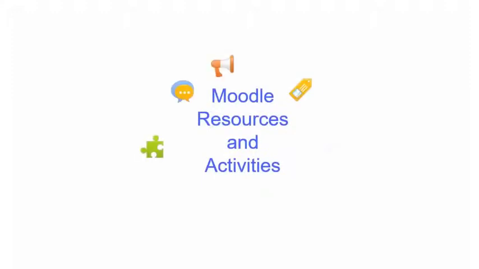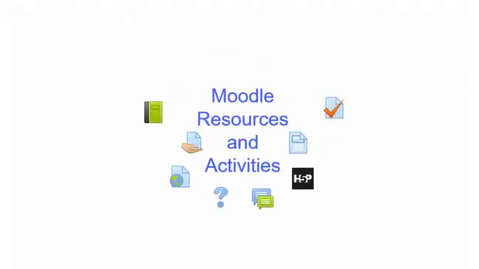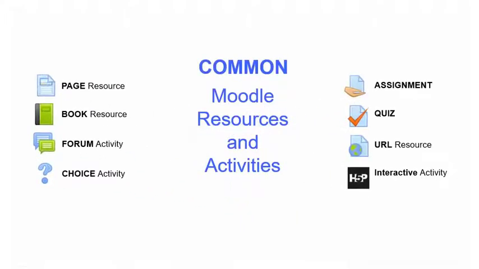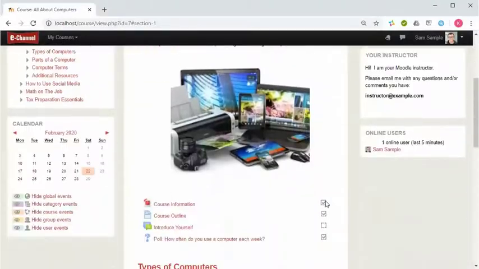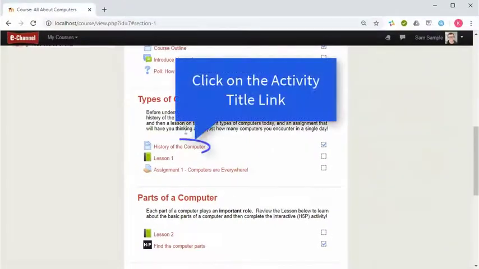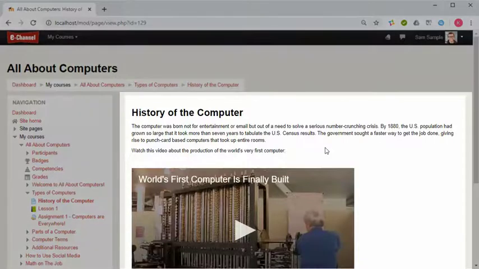There are many types of activities and resources that your instructor may include in your eChannel Moodle course, and in this video we will feature some of the more common ones. Lesson material can be presented as a single page of information or as a book of several pages. To see the content, click on the title link and then read through the information that is presented.